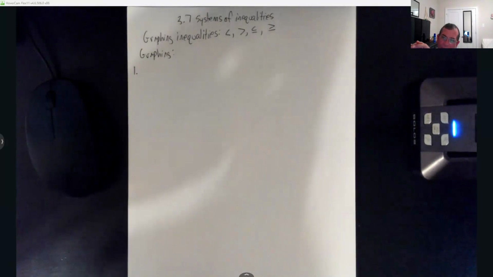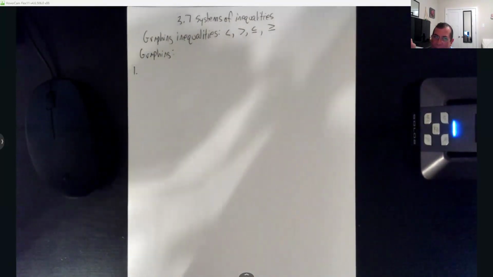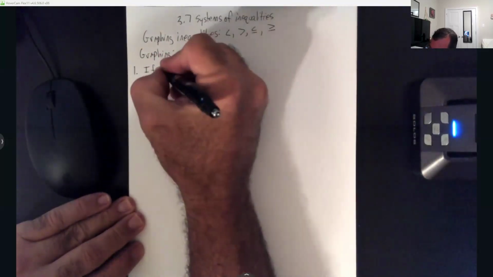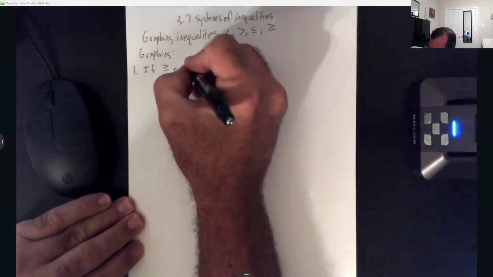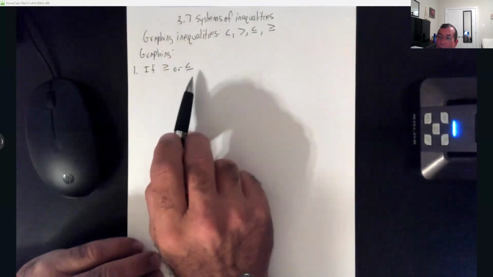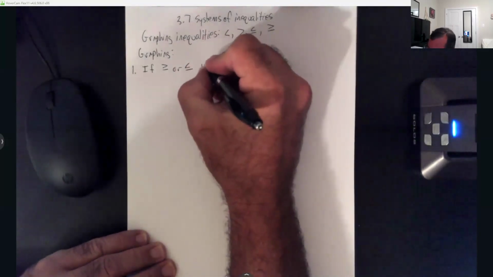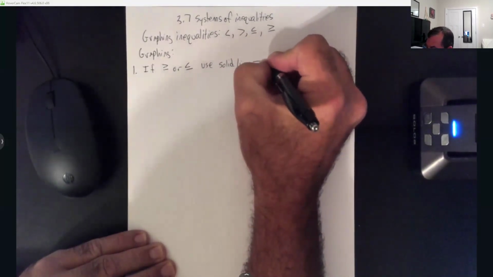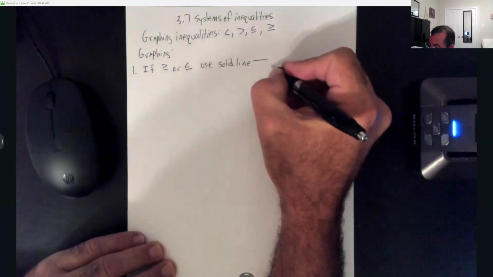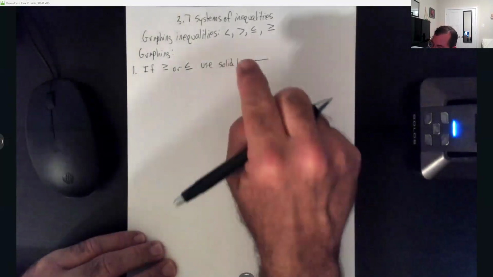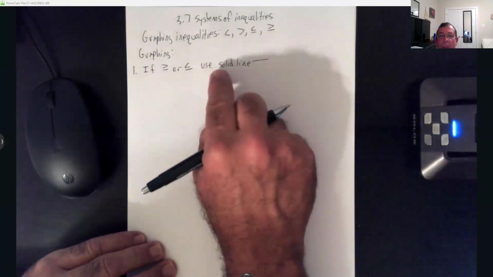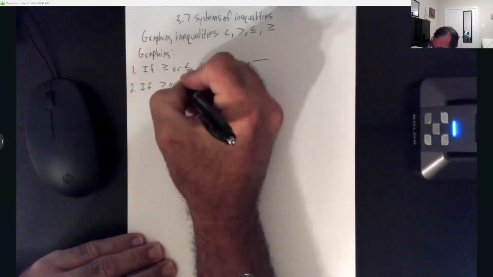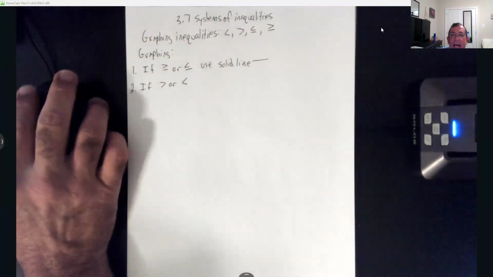So the first thing we look at is what kind of line do we draw the graph with? If you got equals under the inequality, so if it's greater than or equals or less than or equals, we use the solid line. Okay. So the equals would have a solid line. If it's greater than or less than, we use a dashed line.